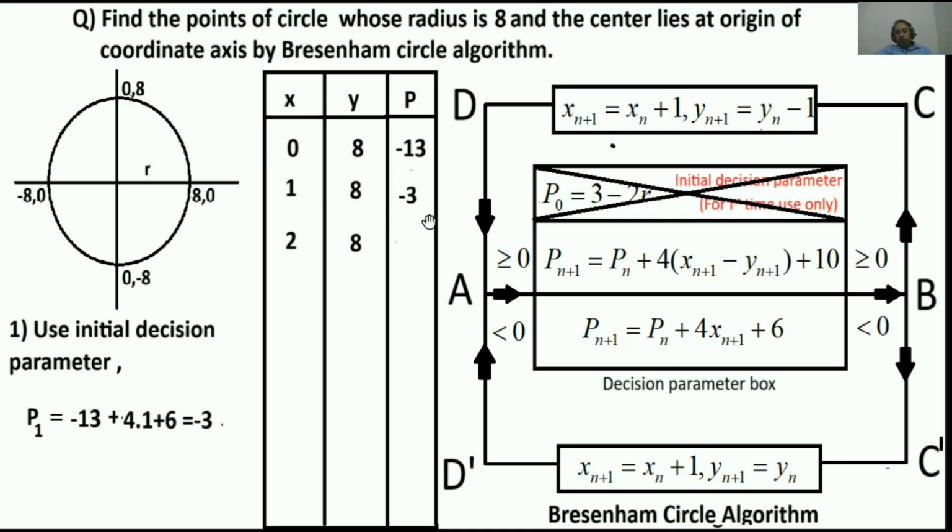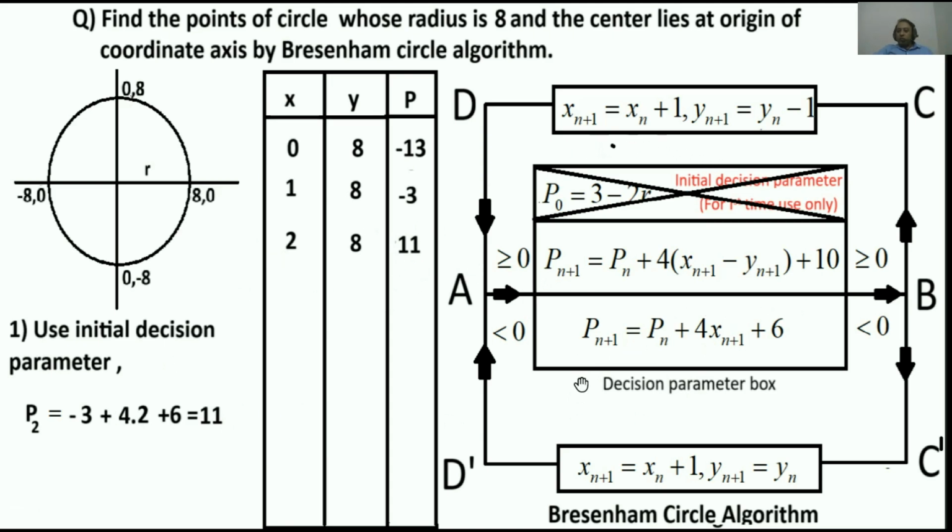The previous was minus 3. Since the previous was negative, you have to use the formula for the next decision parameter below line AB, that is Pn plus 1 equals Pn plus 4 into (xn plus 1) plus 6. Putting the values, in place of Pn we use minus 3, in place of xn plus 1 that is 2, and plus 6. So what I am getting? I am getting 11.